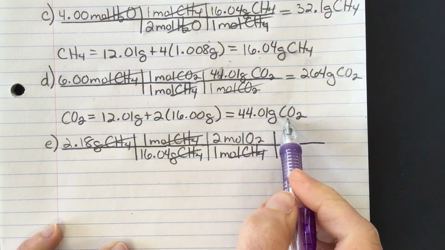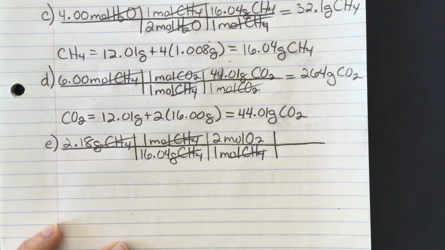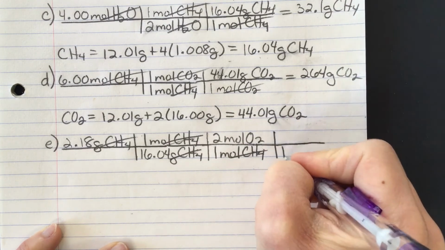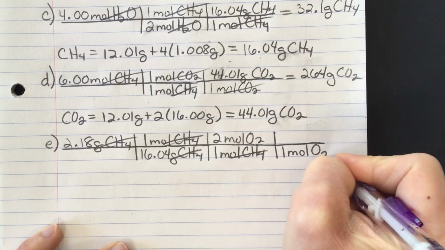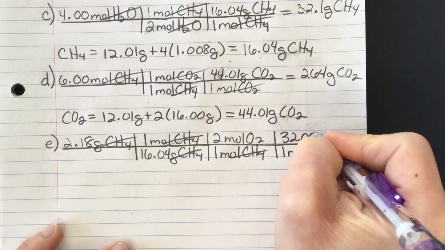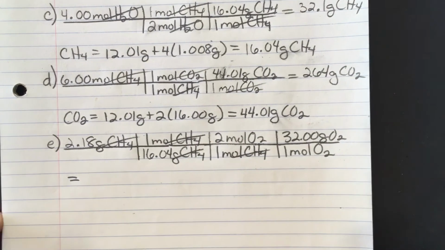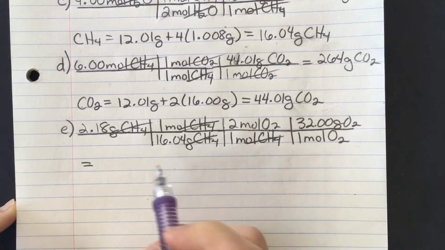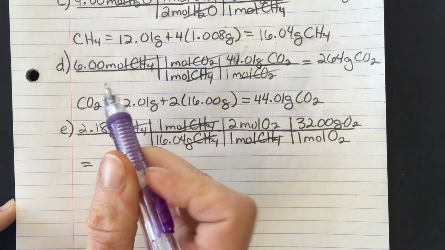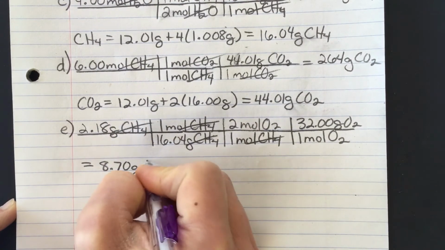So I found my molar mass of oxygen somewhere else. I know that that's 32, so I can just use that because I found that in another problem. It's just 2 times 16, so it's 32.00 grams of oxygen. So when I go ahead and do that multiplication across the top and divide by what's on the bottom, I end up with 8.70 grams of oxygen.